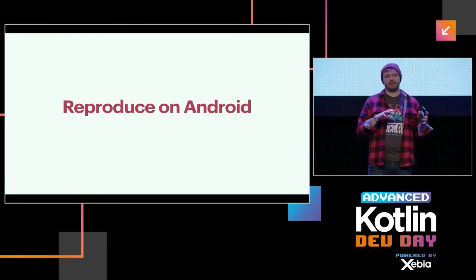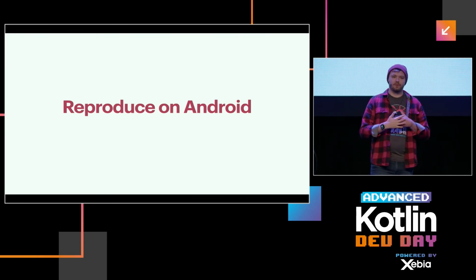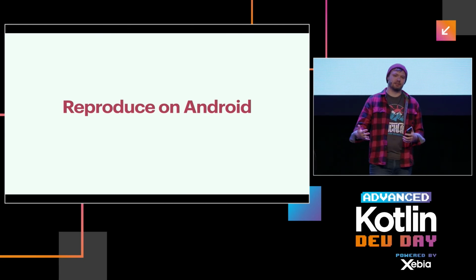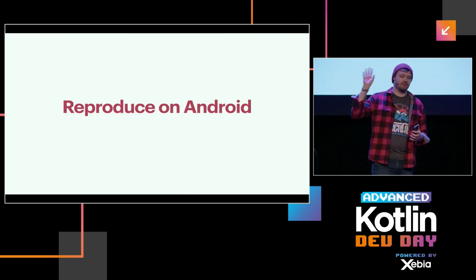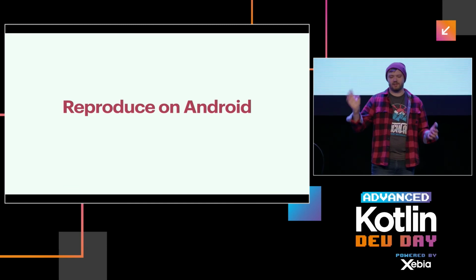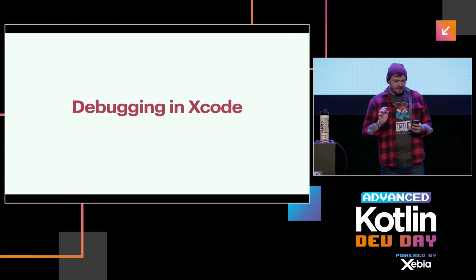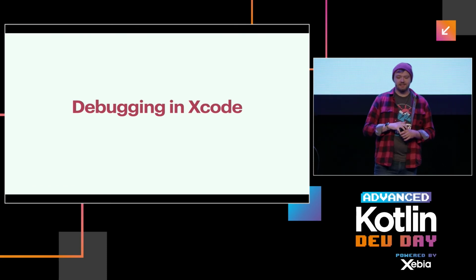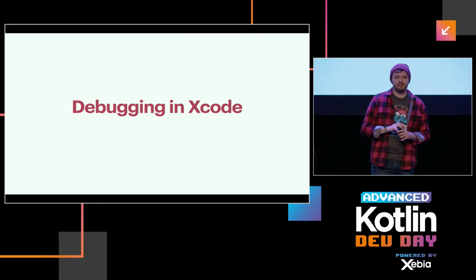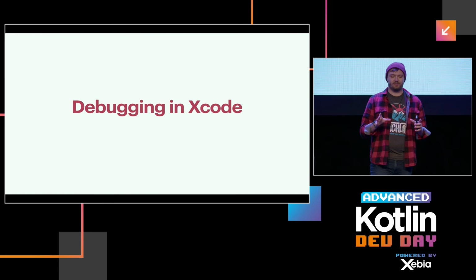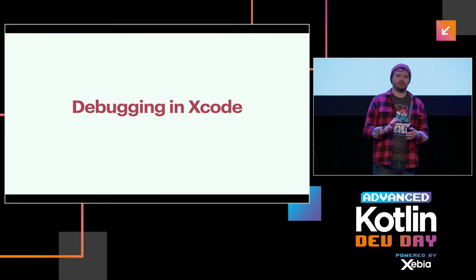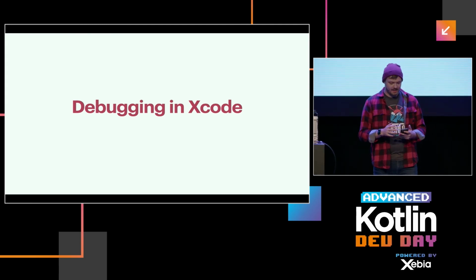Try and reproduce it on Android. On Android, you have the full might of the JVM behind you, and you can evaluate expressions, you can debug with stepping and expressions and all of that. That's not the case in Xcode. Unfortunately, Kotlin Native isn't currently great in debugging in native, so if you can't really get it reproduced on Android and then fixed on Android, you have to go and debug in Xcode.